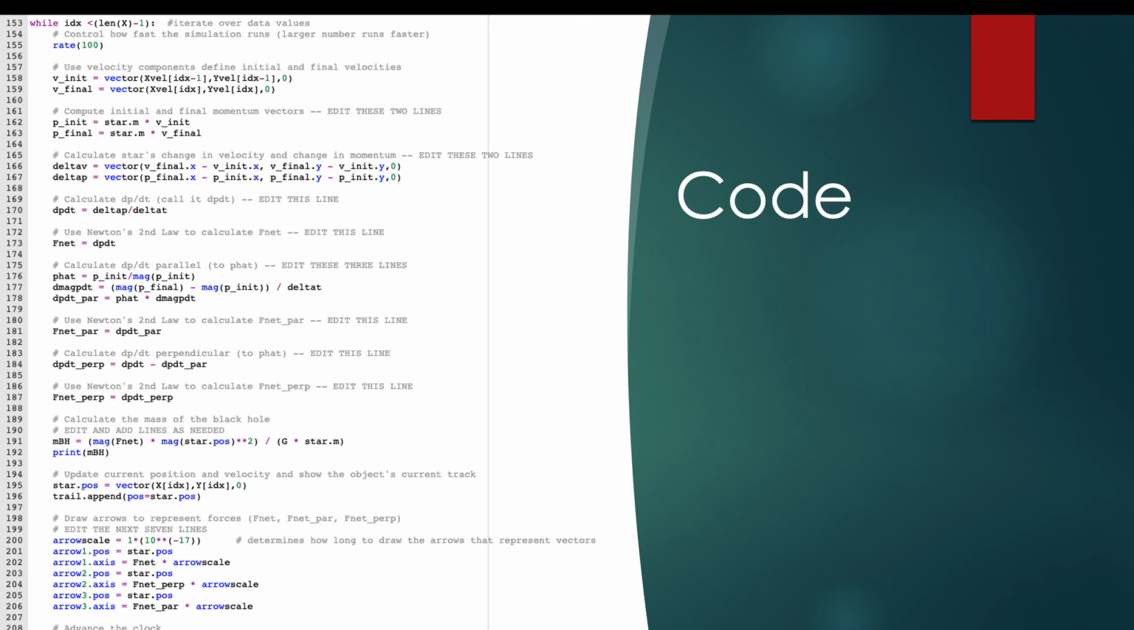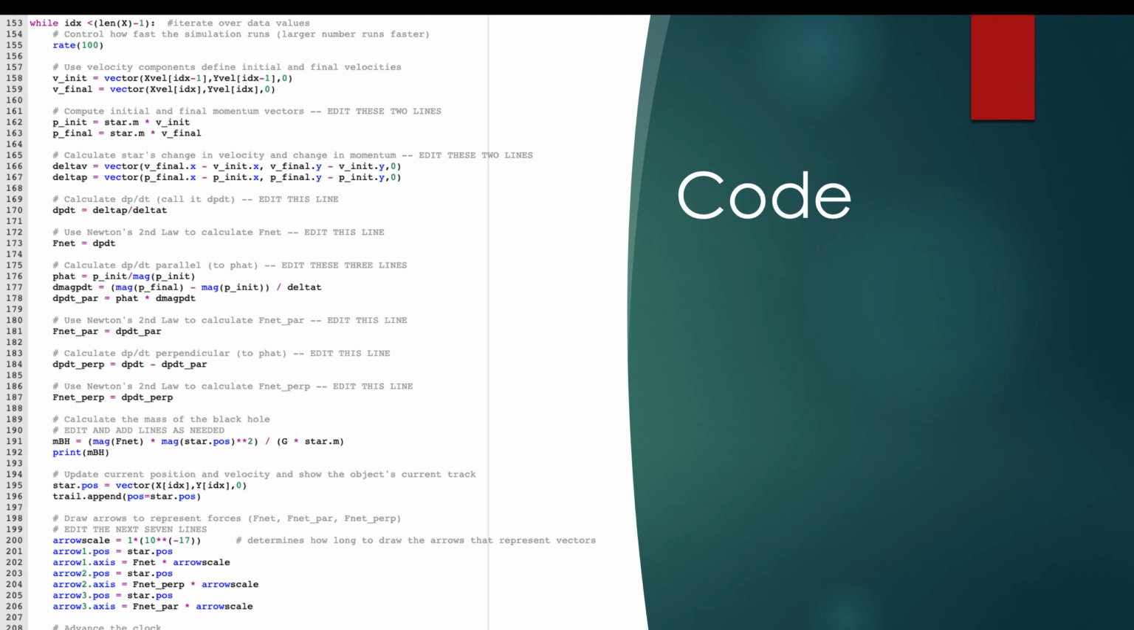Then to calculate dp/dt, which is the rate of change of momentum, it's delta P over delta T. And then the net force is just equal to dp/dt, based on Newton's second law. Then we have to calculate the parallel component of momentum. First we calculate p hat, which is the momentum vector divided by its magnitude. Then we get the magnitude of momentum in order to calculate the parallel component of dp/dt, which is just p hat times the magnitude of momentum. And then this dp/dt parallel is equal to the F net parallel based on Newton's second law.